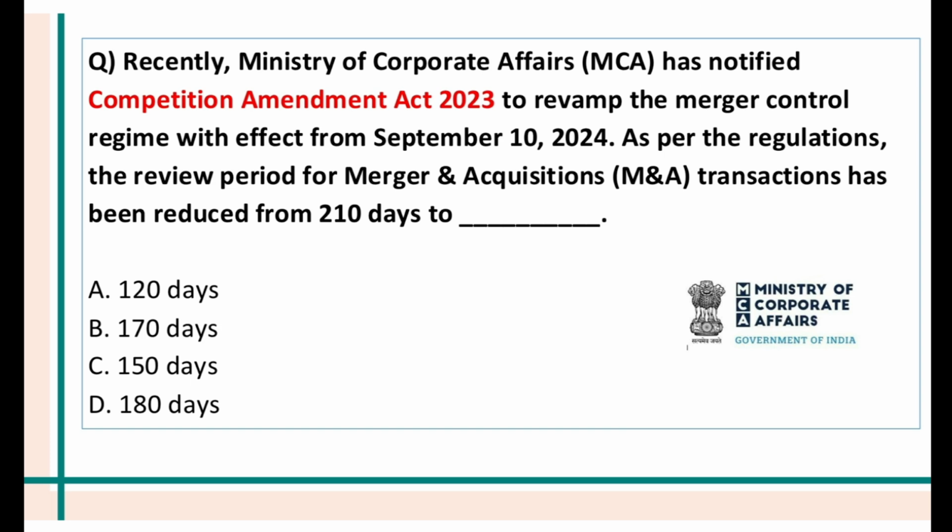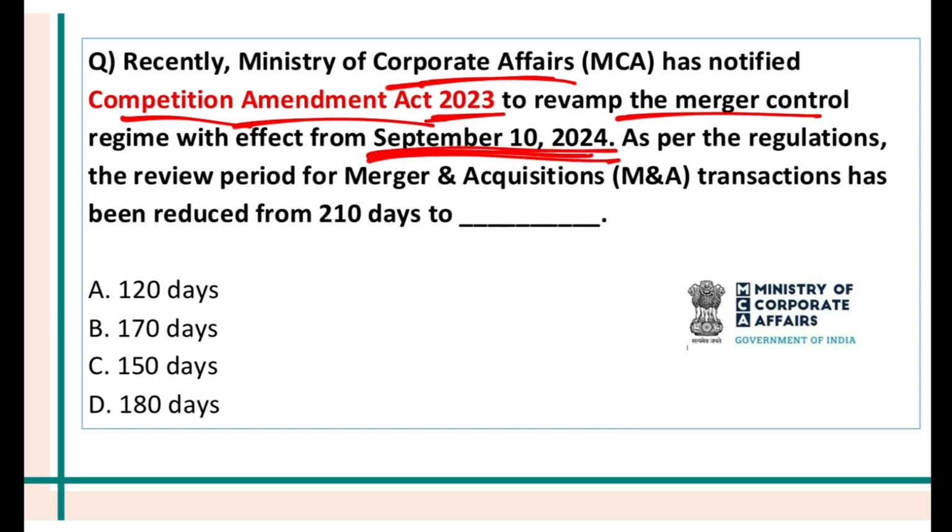Okay, now let us come to the MCQs. The Ministry of Corporate Affairs, which is headed by Nirmala Sitharaman, has notified the Competition Amendment Act of 2023 to revamp the merger control regime with effect from 10th of September. Look, these new regulations come into effect from 10th of September. So as per the regulations, the review period for merger acquisition transactions has been reduced from 210 days to how much? A very nice question. It has been reduced from 210 days to 150 days.